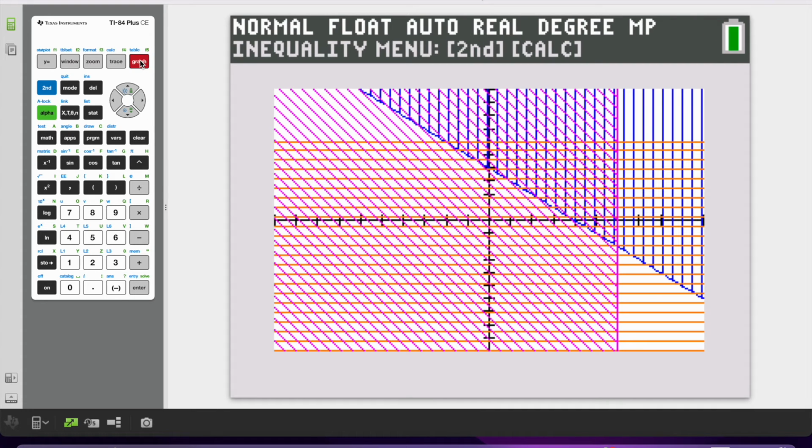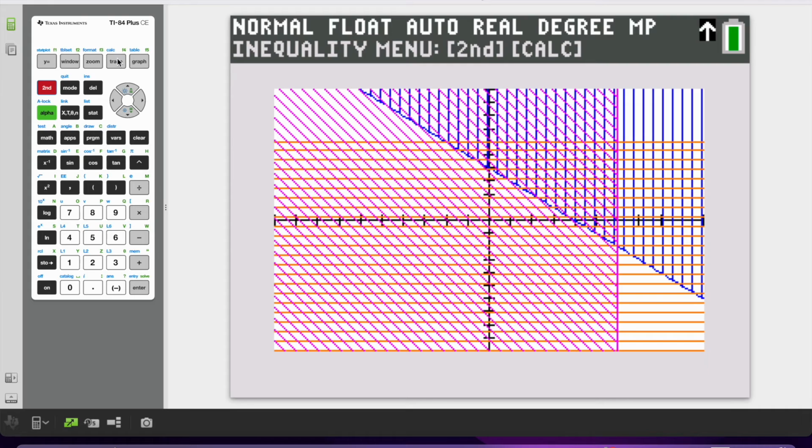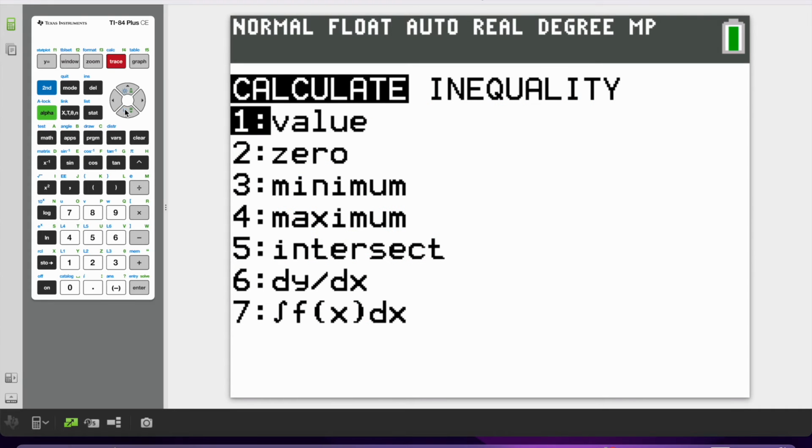Now we have the solution zone where the three colors, the blue, pink and orange, are overlapping. So that is the triangular region. Where these lines are intersecting, these points are known as corner points. We can easily calculate the corner points by going to second trace, because we want to maximize or minimize, we want to see the least or greatest value of 3x plus 2y.